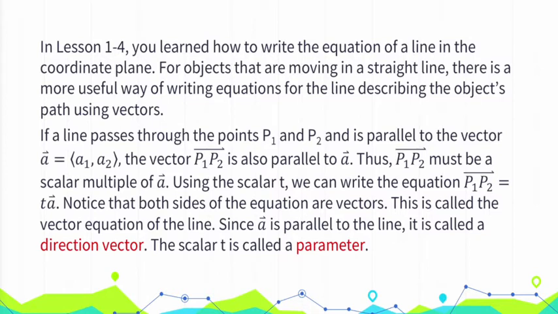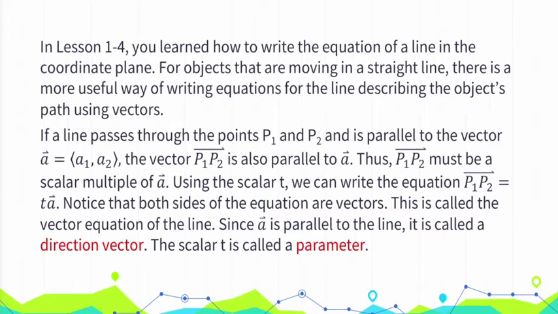So, way back in Lesson 1-4, at the very beginning of the year, you learned how to write the equation of a line in the coordinate plane. For objects that are moving in a straight line, there is a more useful way of writing equations for the line described by the object's path using vectors.